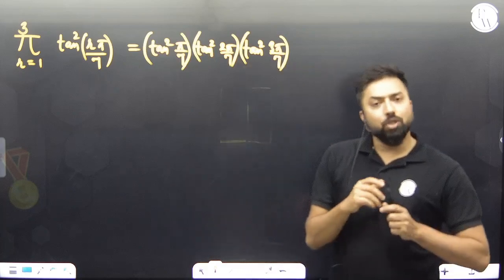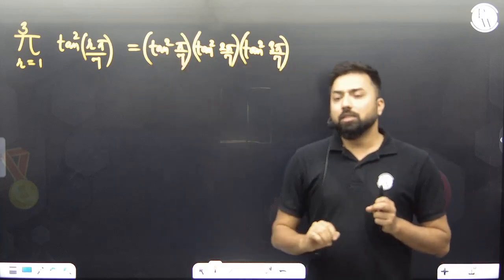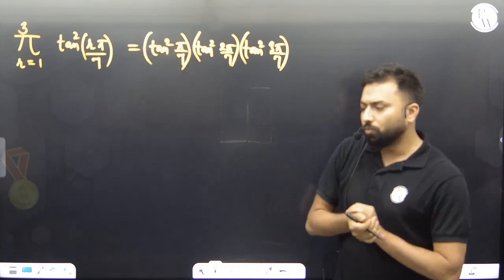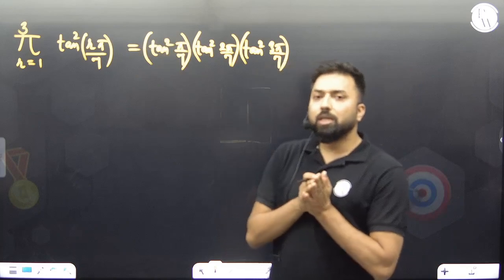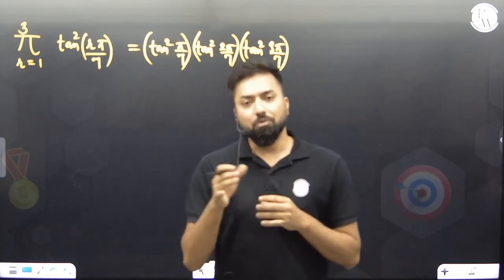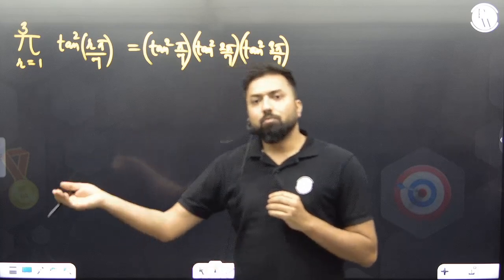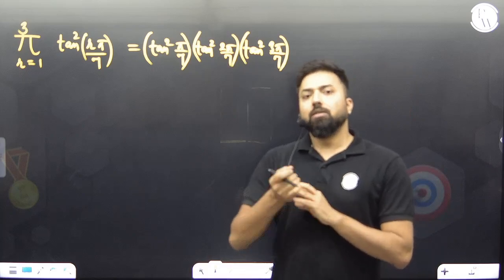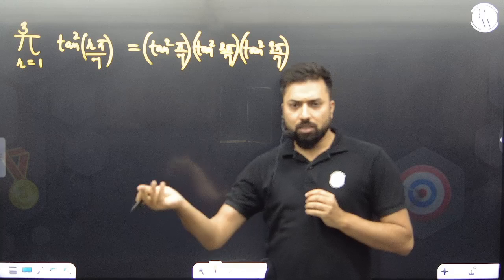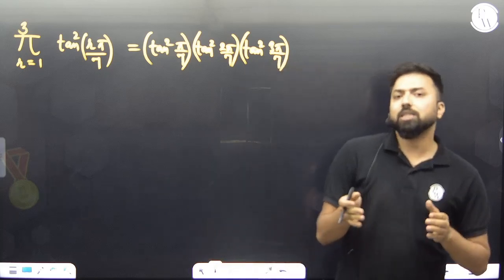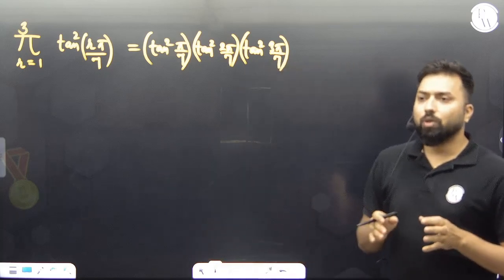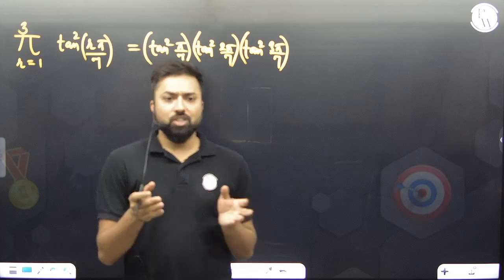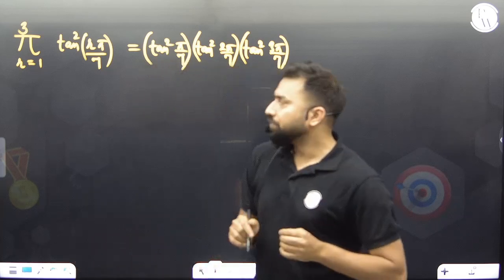Now we'll discuss 3 methods to solve this question. This is a question of trigonometry, obviously. The first method we'll use will be from the chapter quadratic equations. The second method will be from the chapter limits, and the third method will be from the chapter complex numbers. So first, the first method.